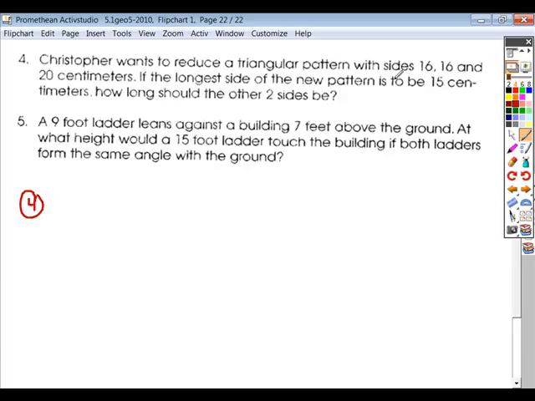If you want to reduce a triangle pattern with sides of 16, 16, and 20. So if you're looking at this triangle, we have 16, 16, and 20. Okay, and it says if the longest side of the new pattern is going to be 15 centimeters, how long should the other two sides be?